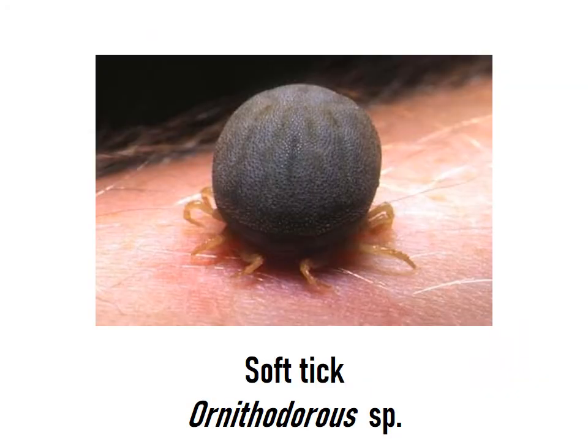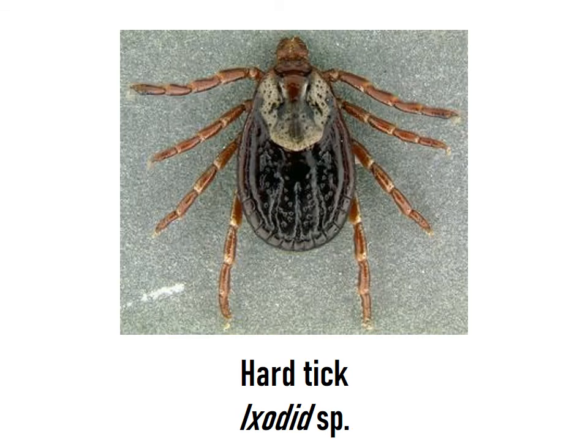Here you can see the picture of a soft tick, the Ornithodoros species, which is a vector for the bacteria Borrelia, giving rise to relapsing fever. Here you see a picture of the hard tick. An example of a hard tick is the dog tick, which can harbor a bacteria, and the infection of that bacteria can result in tularemia.